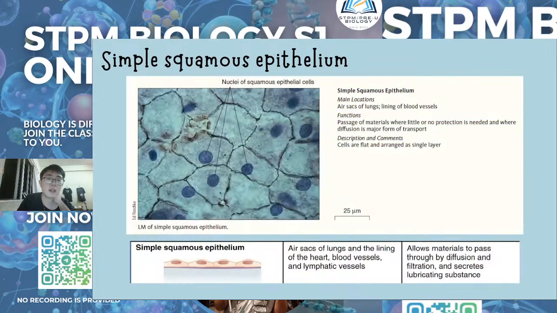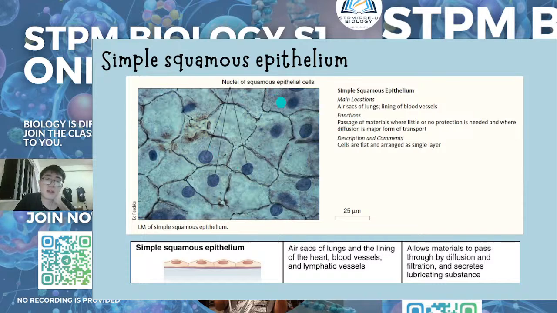Actually, before that, I just want you to see this. This is the epithelial cell that you see under the microscope. You see that the nucleus is normally located at the center. Generally, it is located at the center of the cell.